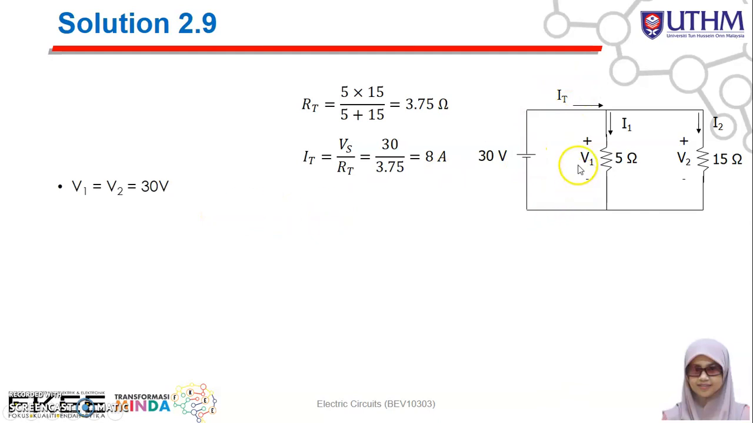And then after that, you need to calculate I1 and I2. Because it is connected in parallel, V1 is equal to V2, equal to 30 volt. I1, by applying Ohm's law, is V over R, so V1 over 5 ohm. V1 is 30, 30 over 5 is 6 ampere. And then I2 is equal to V2 over R2. V2 is the same as 30 volt, so 30 over 15 is equal to 2 ampere.